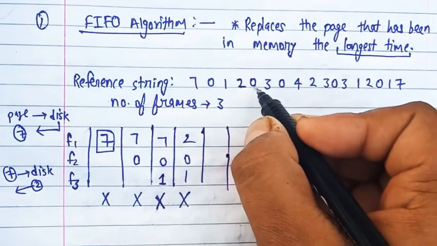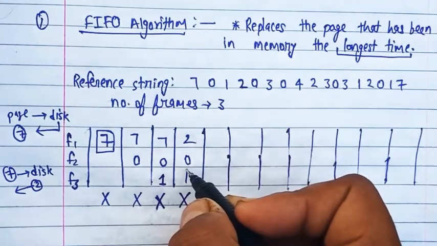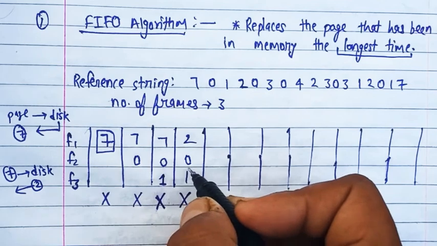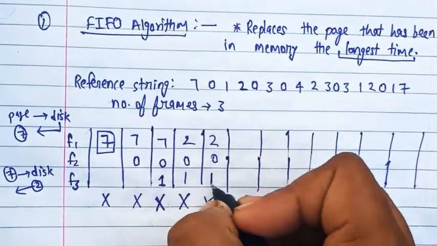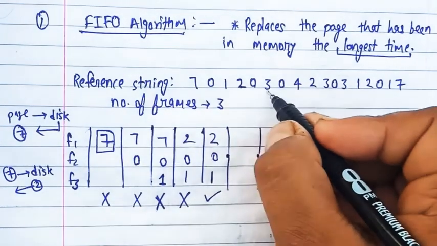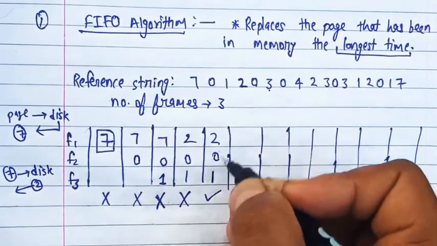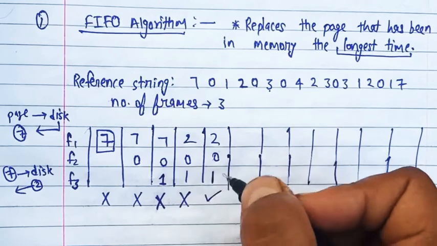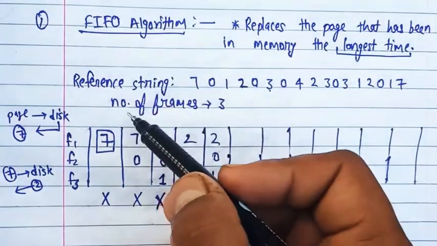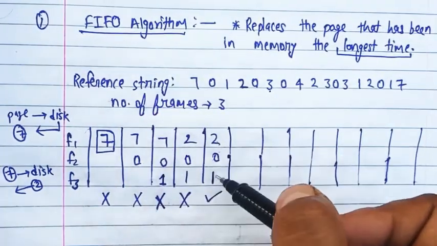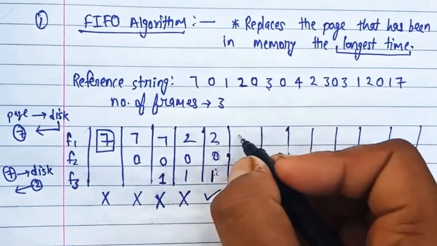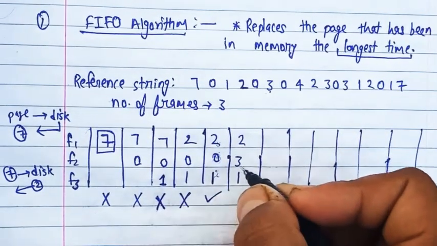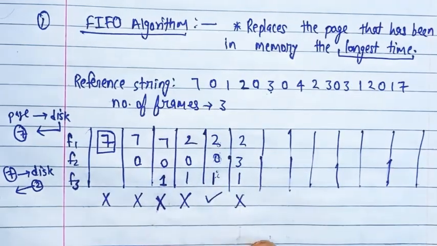And if I consider 0, 0 is already present, so there is no page fault. So this will be a page hit, so it will be as it is. In the case of 3, 3 is not present in this region, so we have to swap using the FIFO technique. According to the FIFO technique, 0 was first in, so 0 will be swapped out with 3. So 2 3 1, and there will be a cross as per the page fault.